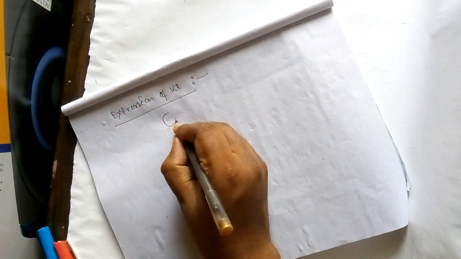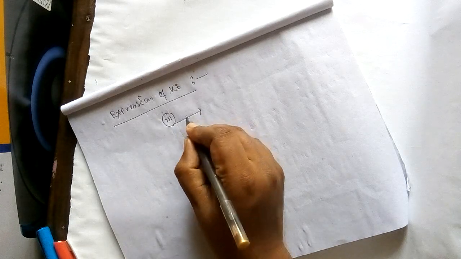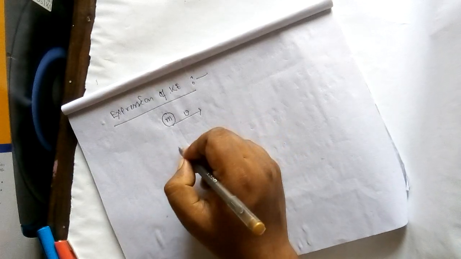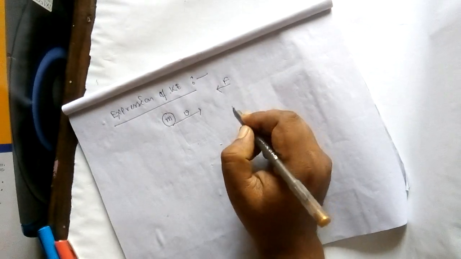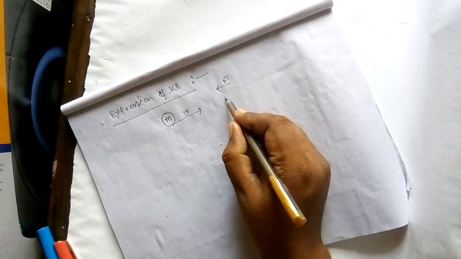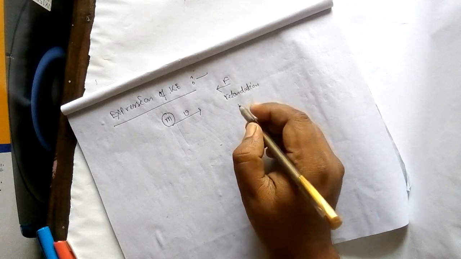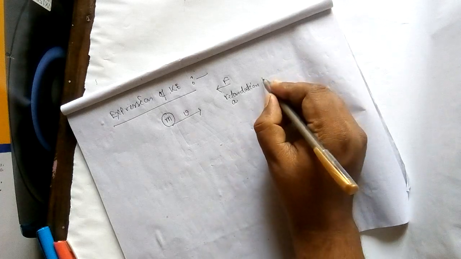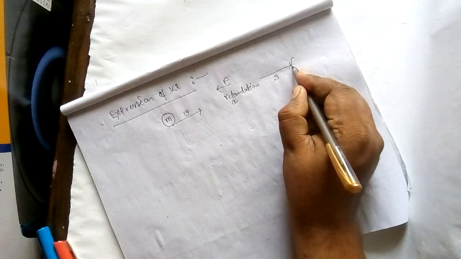Assume a body whose mass is m. It is moving with a velocity of v through a path. Suddenly, you apply a force F against the body. As the force is applied against the motion, there will be a retardation a, and due to that the body covers a distance of s and it stops.